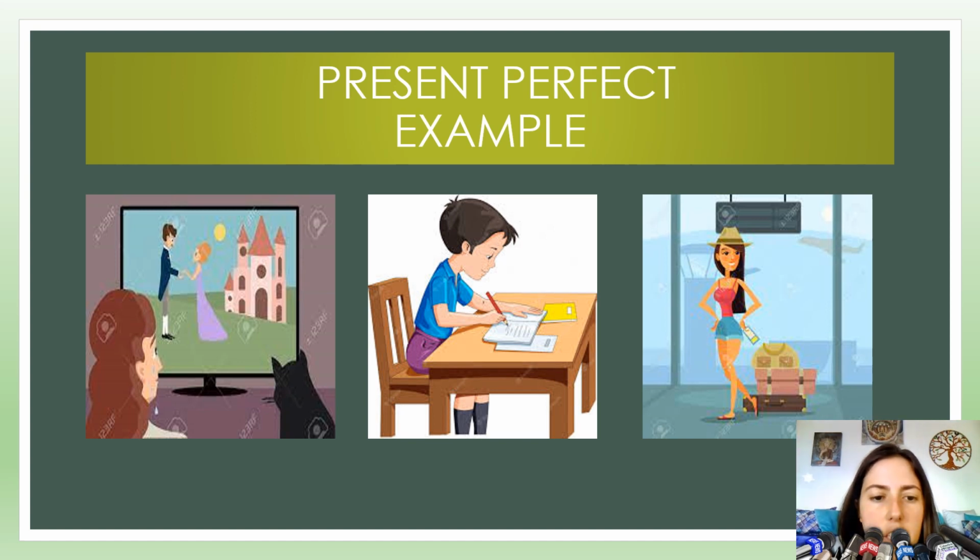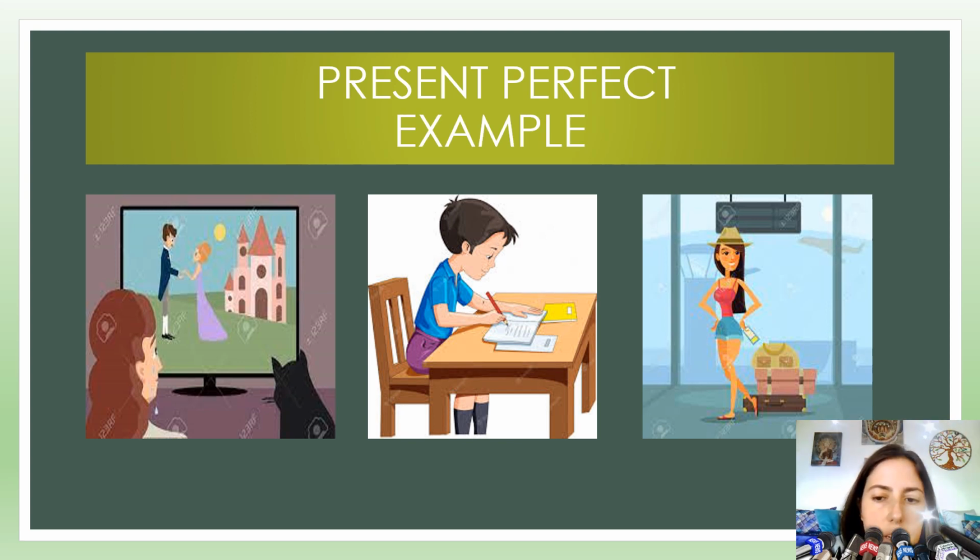In this picture, I have three examples. Affirmative sentences example: I have seen that movie. The composition is subject plus have plus past participle verb and complement. In the second picture the example is, he has done her homework.